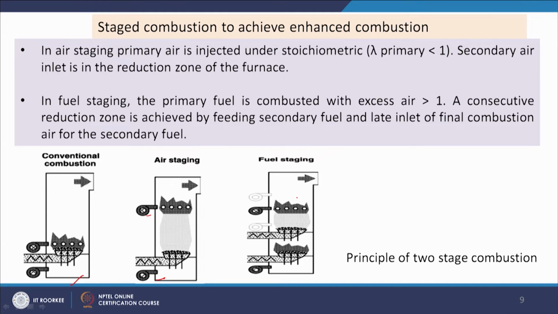for the improvement in the performance. And you see, in air staging the primary air is injected under stoichiometric ratio and the secondary air inlet is in the reduction zone of the furnace, and in fuel staging the primary fuel is combusted with excess air greater than 1, lambda value greater than 1. A conjugative reduction zone is achieved by feeding secondary fuel here, and later some final combustion air is provided for the secondary fuel.